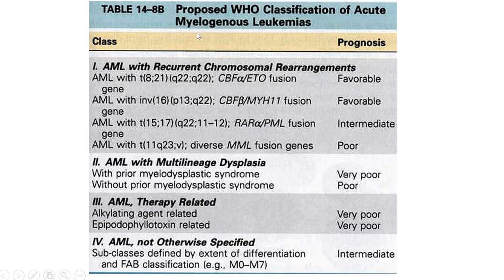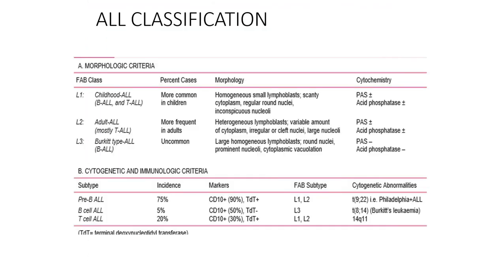This is the classification of acute myeloid leukemia proposed by the WHO, where it is classified as AML with recurrent chromosomal rearrangements, with multilineage dysplasia, therapy related, and not otherwise specified, which includes the FAB classification of M0 to M7. This is just desirable to know. And this is the ALL classification, where it is classified L1, L2 and L3. There is another one based on morphology, cytogenetic and immunological criteria. It is classified as pre-B ALL, B-cell and T-cell ALL.